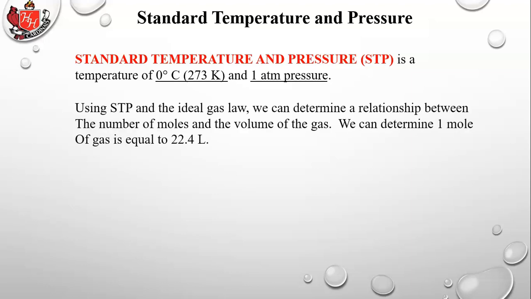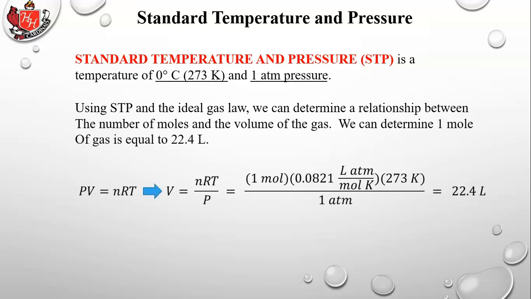So using STP, standard temperature pressure, and the ideal gas law, we can determine the relationship between the number of moles and the volume of a gas. So we can determine that 1 mole of a gas is equal to 22.4 liters. How do we do that? Well, here's the ideal gas law. It's PV equals nRT. And what we're going to do is solve for V.